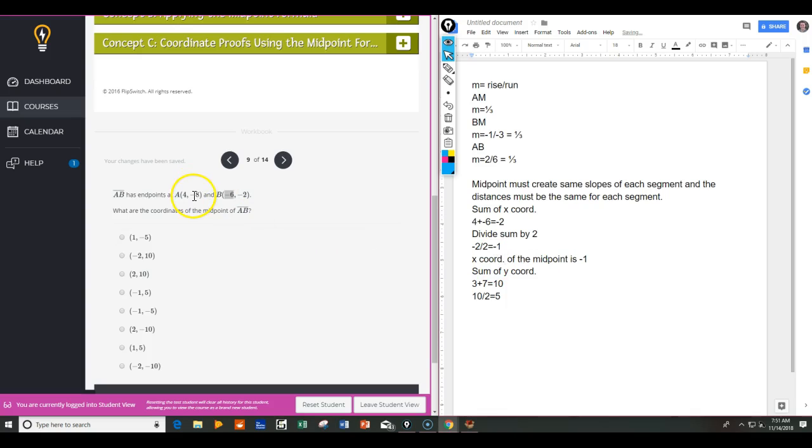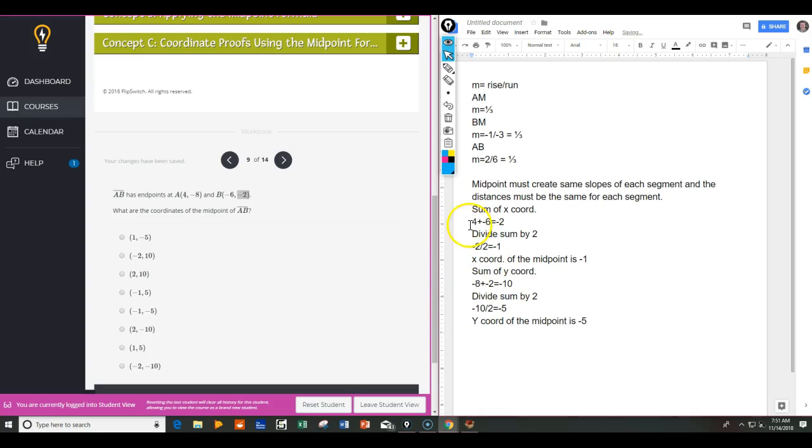Sum of the y-coordinates. So the y-coordinates are -8 and -2. So for the sum of the y-coordinates, we have -8 plus -2. That's going to equal -10. And then we're going to divide the sum by 2. So -10 divided by 2 equals -5. So then we know that the y-coordinate of the midpoint is -5.